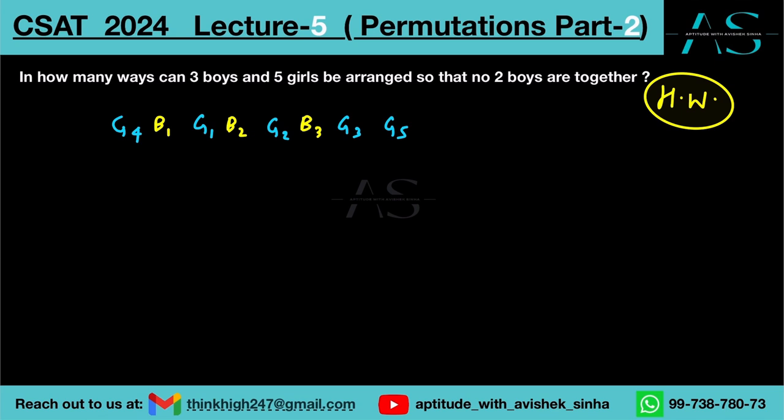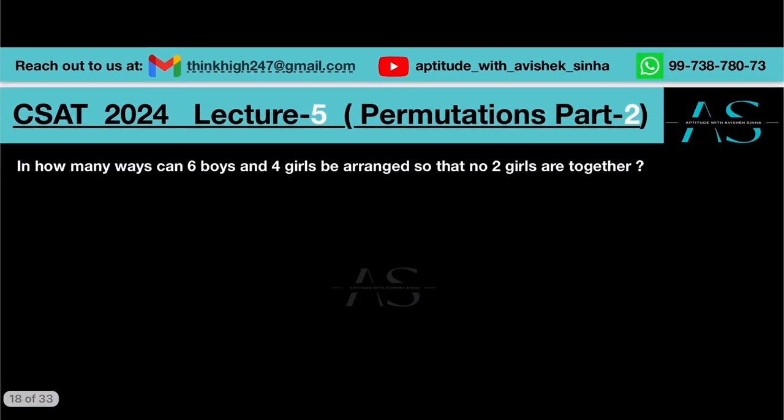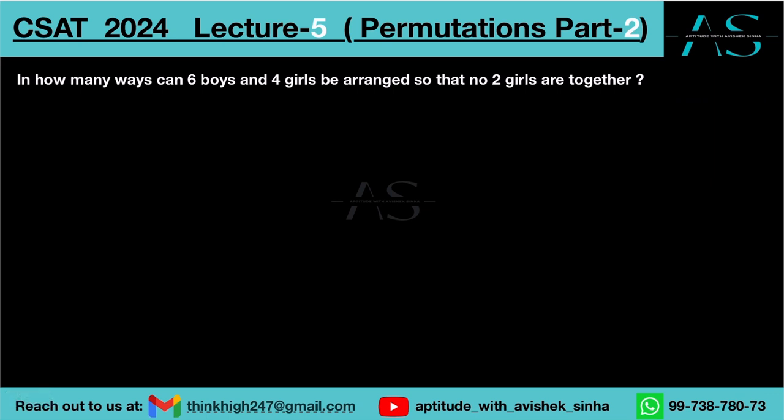I need your responses in the chat box, because that is how I feel that you are actually following the lecture. A similar question here for 6 boys and 4 girls, so that no 2 girls are together. This will be your homework number 2. I need you all to comment the correct answers here with the solution, at least the basic steps of what you are getting. Alright? Chalo.